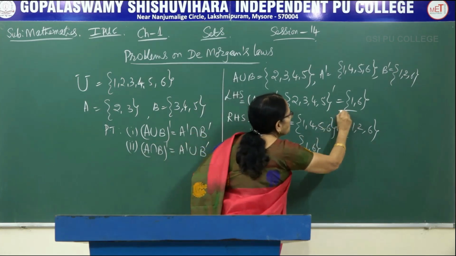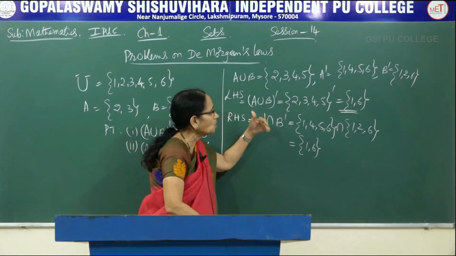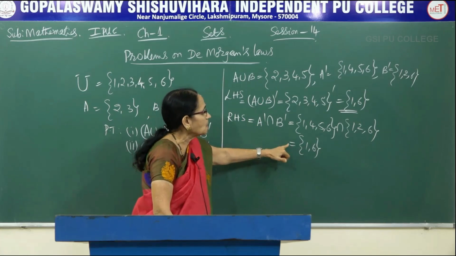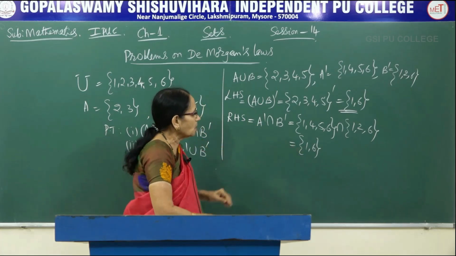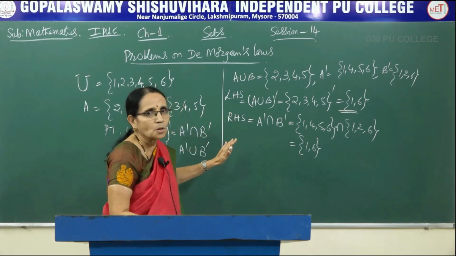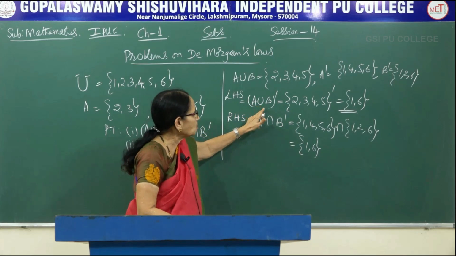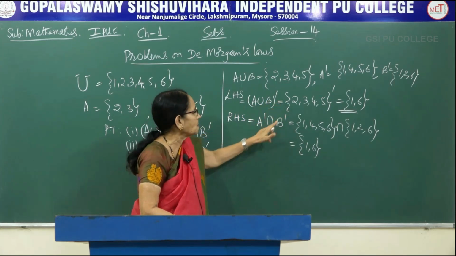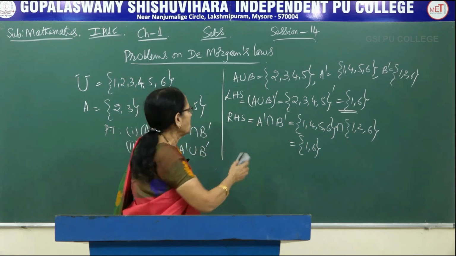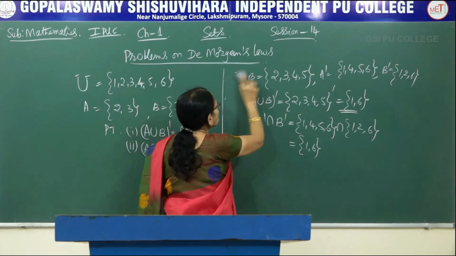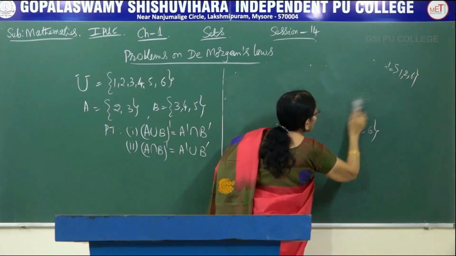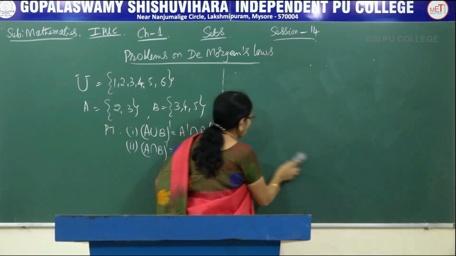You observe the left hand side, (A union B) whole dash, is having 1 and 6. A dash intersection B dash is also having the same elements 1 and 6. Therefore, we can say that the left hand side equals the right hand side. That is, taking the union then taking the complement is as good as taking the intersection of the individual complements. This is the first part of the problem. Now, let us move on to the second part of the problem.